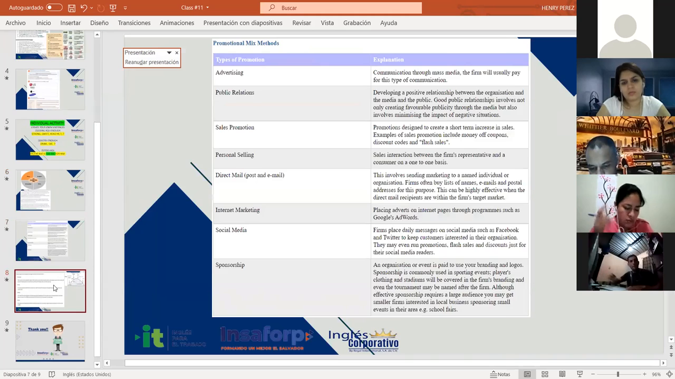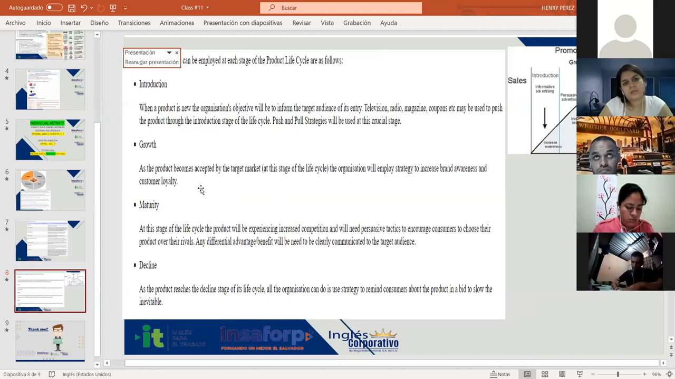We're going to continue with place and promotion and the different strategies, and when those strategies are implemented in the product life cycle. ¿Se acuerdan del product life cycle? Right? Introduction, growth, maturity, and decline. You remember that? Okay, this is where we're going to look at that aspect in relation to promotion, right?